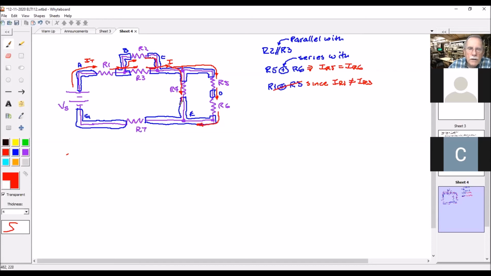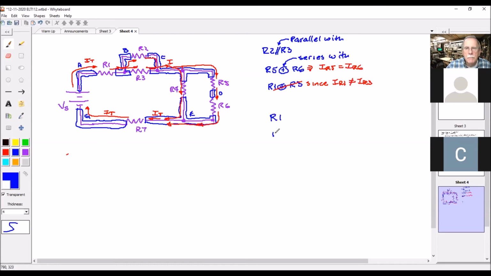Current that goes into R4 leaves R4, and now when we get back to the junction over here, these two combine again to get IT. IT goes into R7, comes out of R7, and goes back to the battery. Does everybody follow why, when we talked about the current, R1 is not in series with either R2 or R3, and why R5 is in series with R6? Okay, everybody follows that?